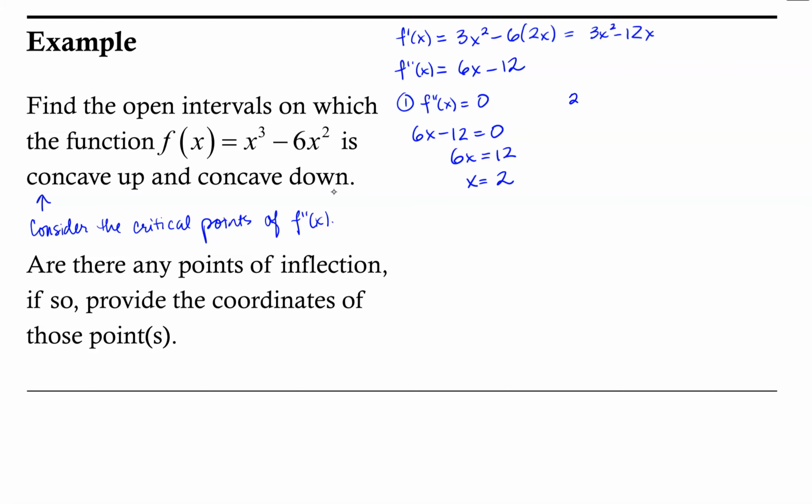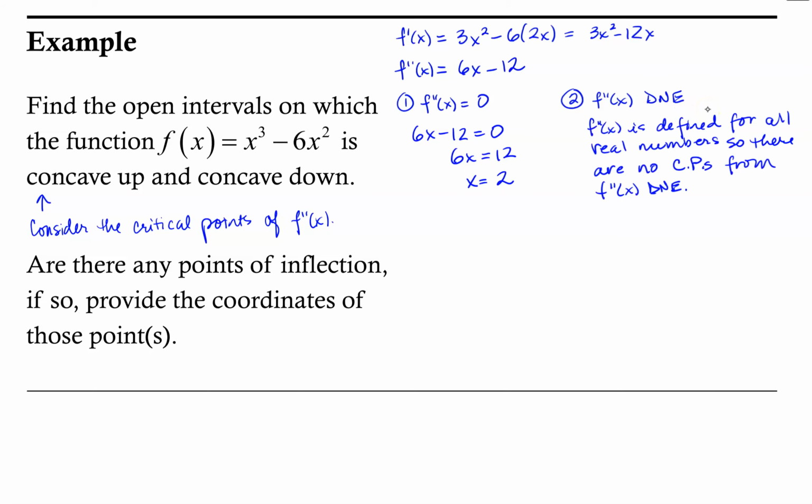Now, there is a second source of critical points that we need to consider, and that is where the second derivative does not exist. Well, my second derivative is a nice linear function, and it's defined for all real numbers. So there aren't any x values for which the second derivative does not exist. And so we make a little note that f double prime is defined for all real numbers, so there are no critical points from the second derivative not existing.